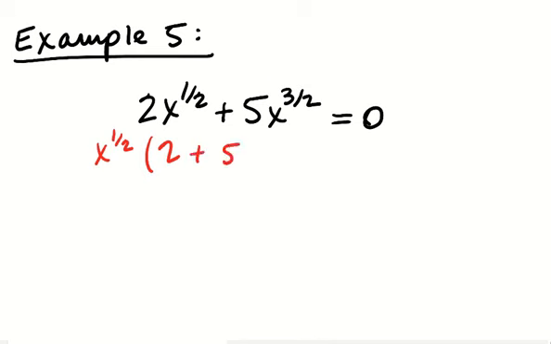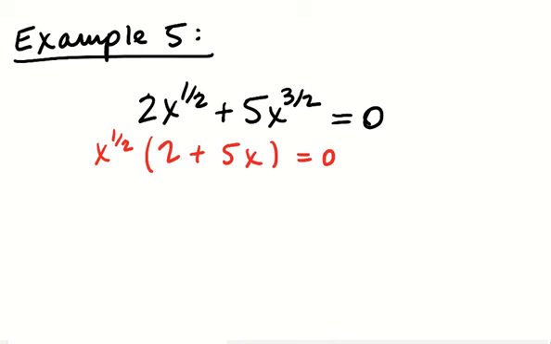Plus 5 times x to the, and remember this is where we're going to reduce the power by 1/2, because really what we're doing is dividing 5x to the 3/2 by x to the 1/2. So we're reducing the power by 1/2. 3/2 minus 1/2 is 2/2. So that's just 5x to the first power, equals 0.